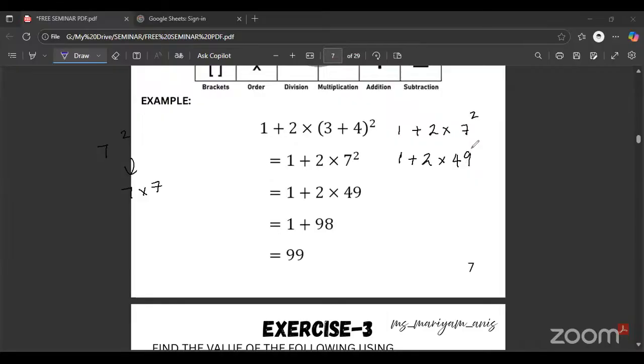After power, you have to do multiplication. What's 2 into 49? 2 into 49 is 98. Therefore, your answer is 99 here. That's the example which is being given over here. Is it clear? Yes, teacher.